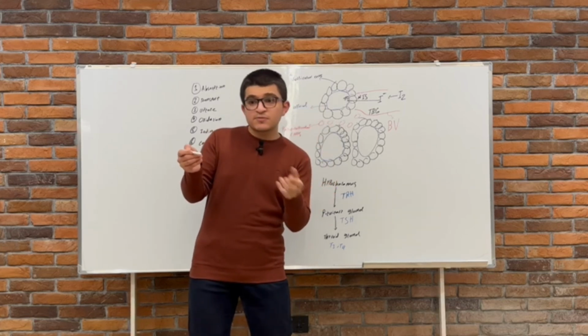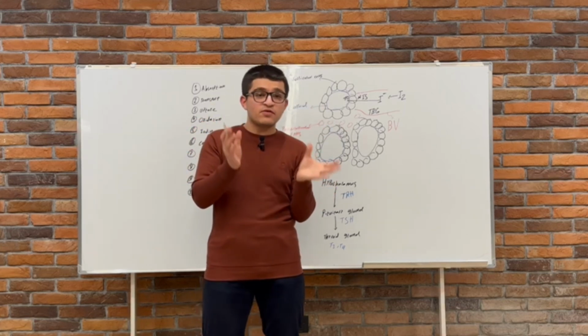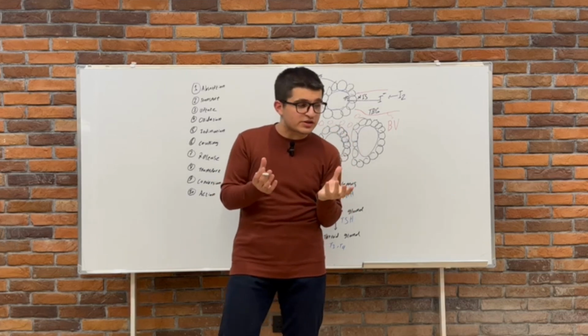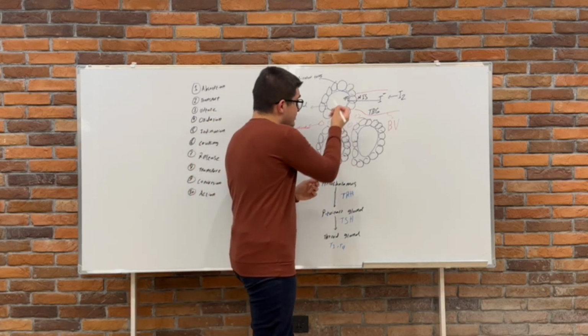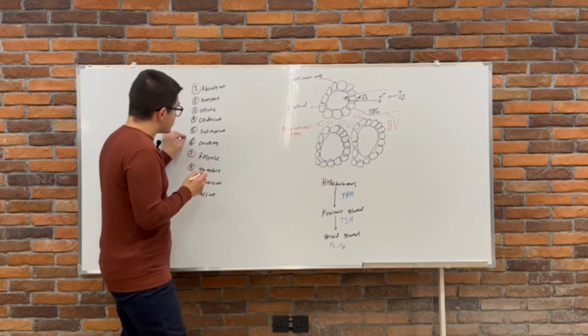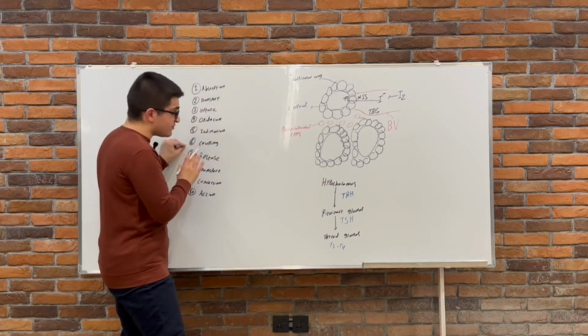But if it is DIT plus DIT, it is having 4 iodine in total and it is forming T4. That's the whole difference between T3 and T4. T3 and T4 are decided here, are made in the stage of coupling. Till here they are all the same, till stage 6.